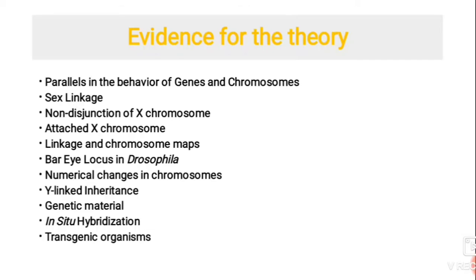In 1931, Stern in Drosophila and McClintock in maize demonstrated that recombination between linked genes indeed involved the exchange of chromatin material between homologous chromosomes.